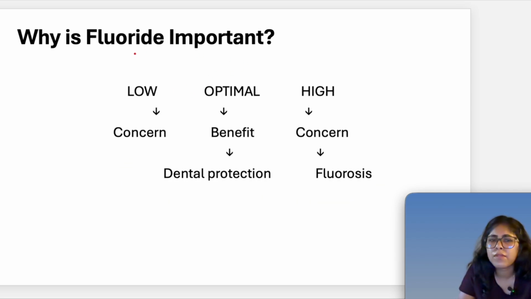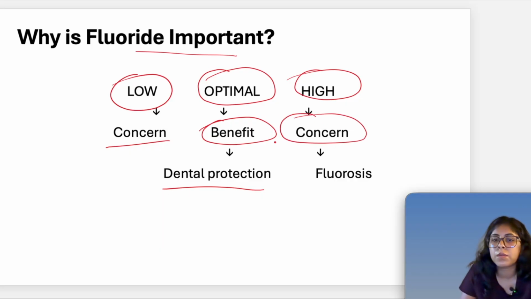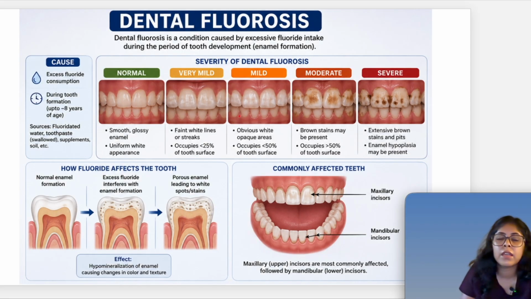Why is fluoride important? We know that if it is low, then it's a concern. At optimal concentration, it will be beneficial and give dental protection. And if it is high, then it will also be of concern, it will create fluorosis. Now we see what dental fluorosis is. Dental fluorosis is a condition caused by excessive fluoride intake during the period of tooth development, enamel formation. If people take a lot of fluoride during tooth development, they will get the fluorosis disease.